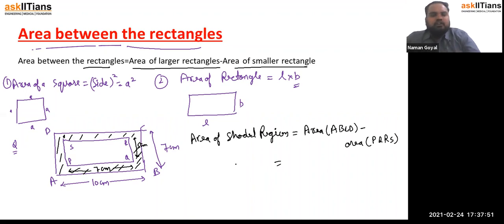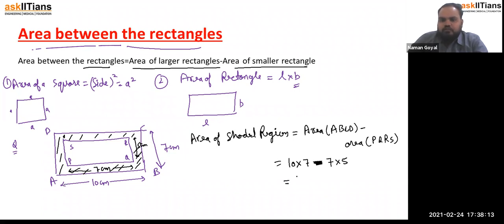Now, as we know, the area of a rectangle is length into breadth, right? So for ABCD, it will be 10 into 7, isn't it? And for PQRS, it is minus 7 into 5. So this will be what? 70 minus 35. So it will be 35 centimeter square. Don't forget to put the unit.